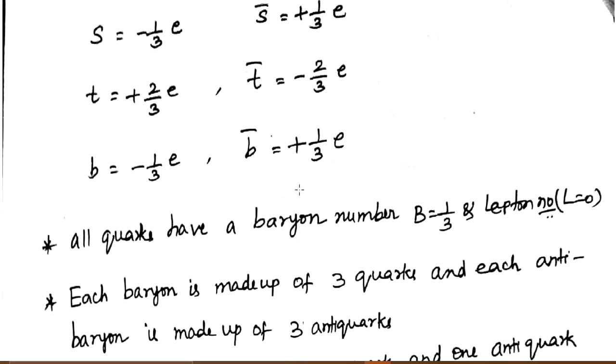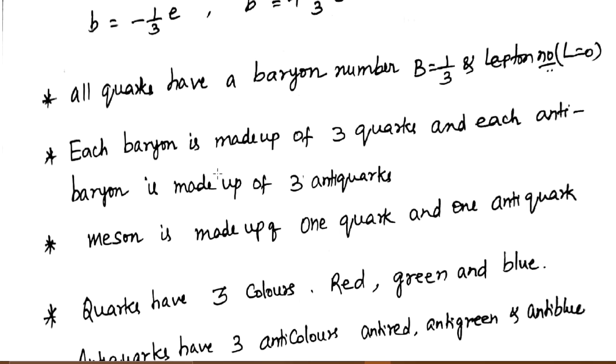This is how the charges are distributed for various quarks, which are the internal structure of a proton or a neutron. It is due to the composition of these quarks that a proton will be formed, a neutron will be formed, and other nuclear reactions will take place. Remember, all quarks have a baryon number B equal to 1 by 3. Whether they are anti-quarks or quarks, their baryon number is 1 by 3 and lepton number is always 0.